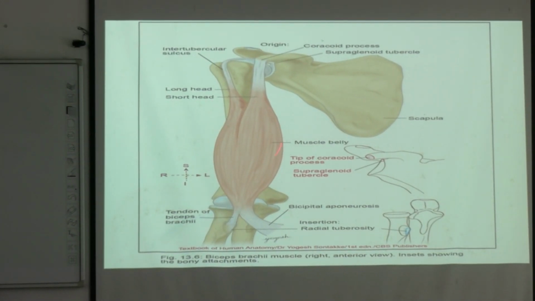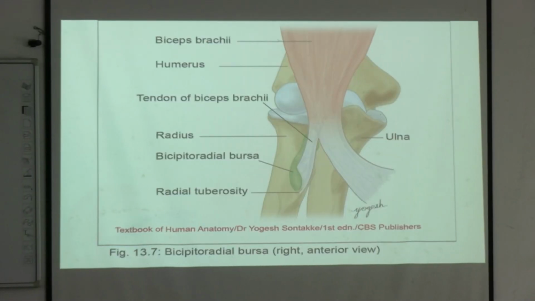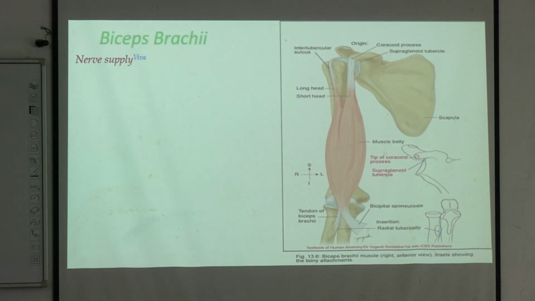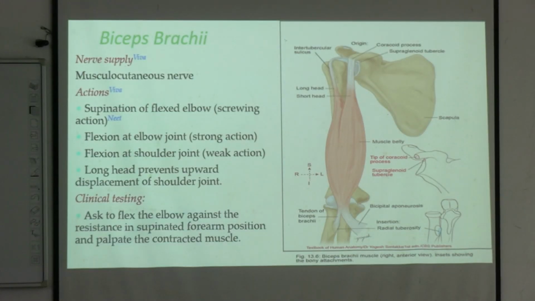Origin by two heads, muscle belly, insertion. And here one bursa is present near the tendon, that is known as the bicipitoradial bursa. It prevents friction between the tendon and the bone. Nerve supply is the musculocutaneous nerve. Action is supination of the flexed elbow. This is very important. Action is supination, not only flexion. Supination of the flexed elbow is done by the biceps. Flexion of the elbow joint, strong action. Flexion of the shoulder joint, weak action.